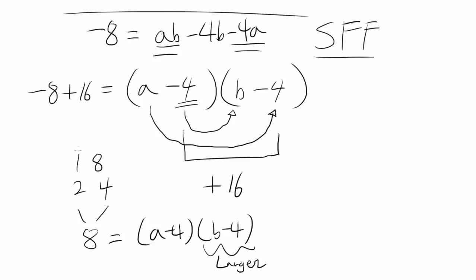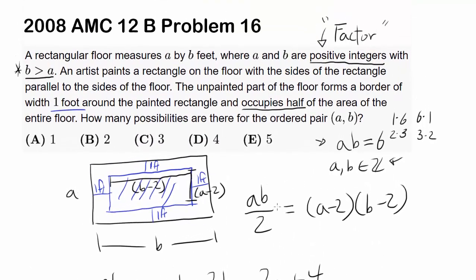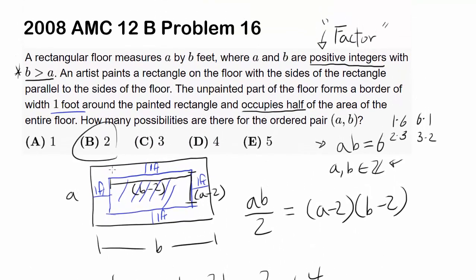So we have one solution for 1 and 8: A minus 4 being 1, B minus 4 being 8. And we have 2 and 4: A minus 4 being 2, B minus 4 being 4. So we have two solutions to this. And which one has 2? The answer is B.